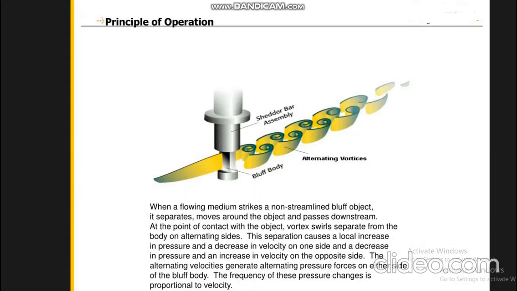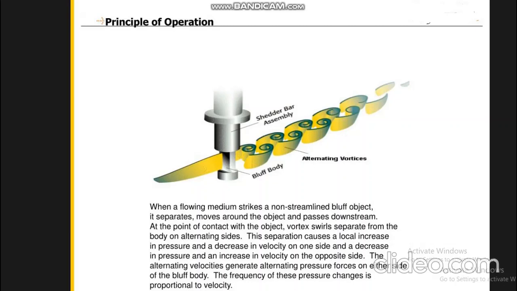So according to the definition, we can say a vortex flow meter is a type of instrument which can be used to find out the flow rate in a fluid over a wide range. The fluid can be liquid, gas, or steam. So there are three types of fluid, and it can be used in a wide range.